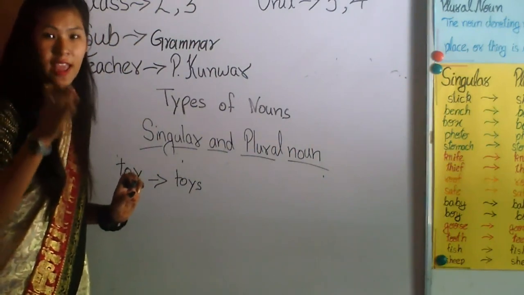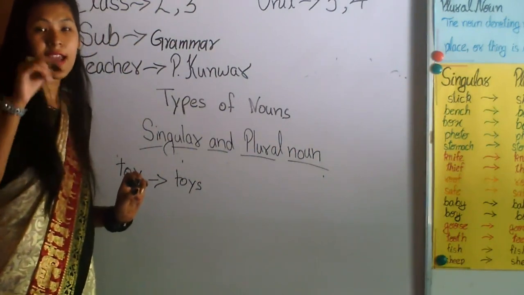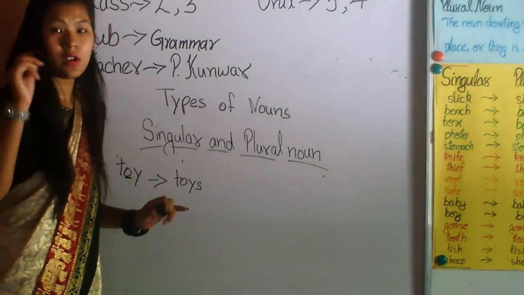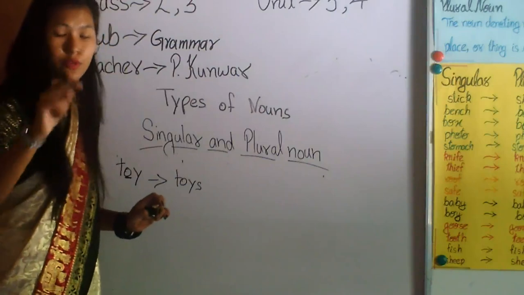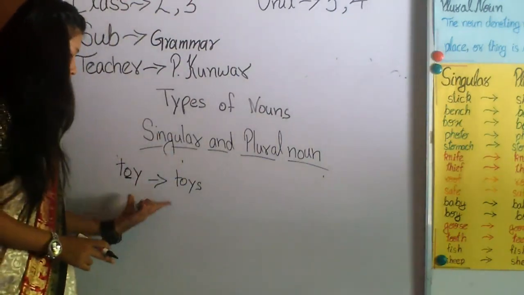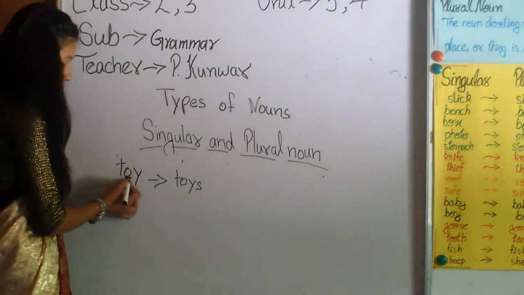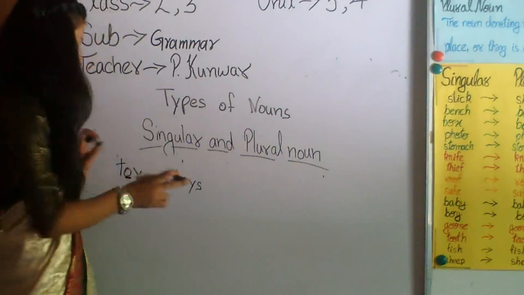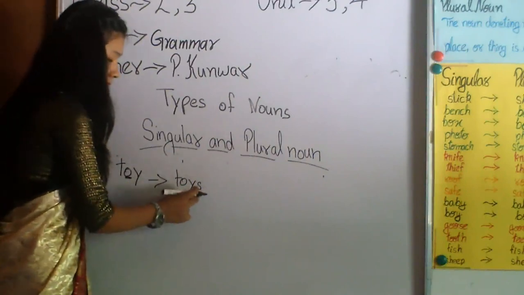In the first case, we have to remove y at the end and add ies to form a plural noun from a singular noun. But in this case, if there is a vowel before y, then we just add s at the end.